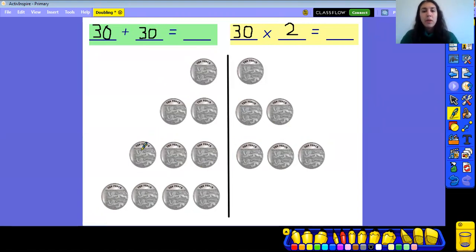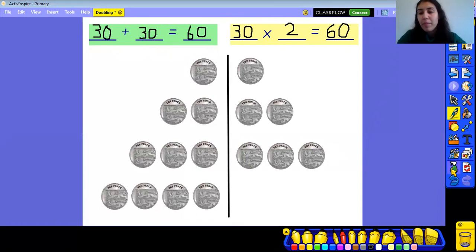Let's have a look then. Well, I know that 3 10s is 30. So double 3 would be 6. So 2 lots of 3, that would be 6. So double 30 would be 60. So I'm using my related number facts here of 3 add 3 equals 6, so 30 add 30 equals 60. Or 3 times 2 equals 6, so 30 times 2 equals 60.